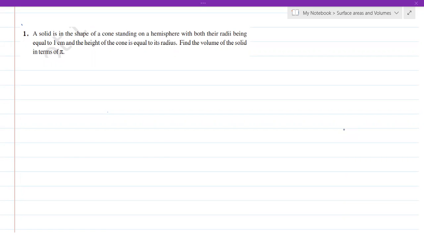So the solid is a cone which is standing on top of a hemisphere, or we can say a cone is mounted on a hemisphere, something like this. According to the question, the radii are equal to 1 centimeter and the height is equal to the radius, so the height will also become 1 centimeter. What we have to find is the volume of the solid.